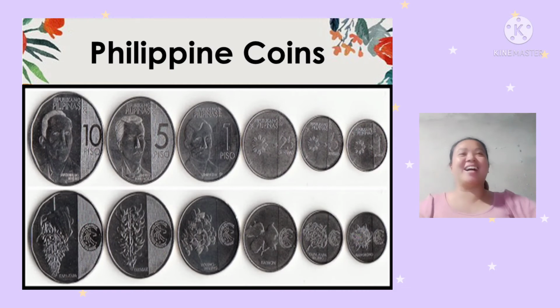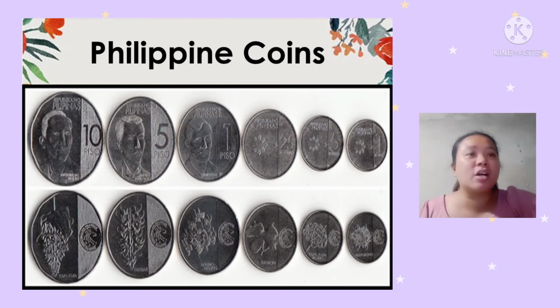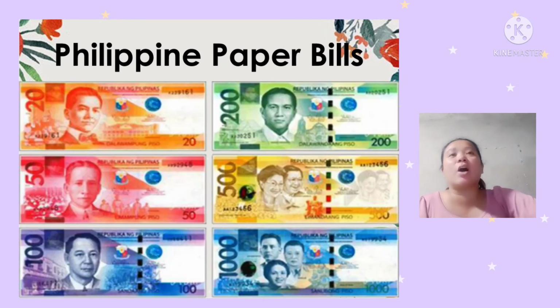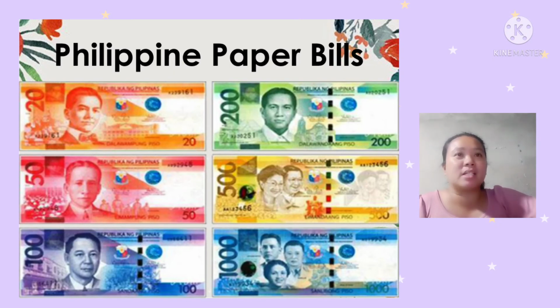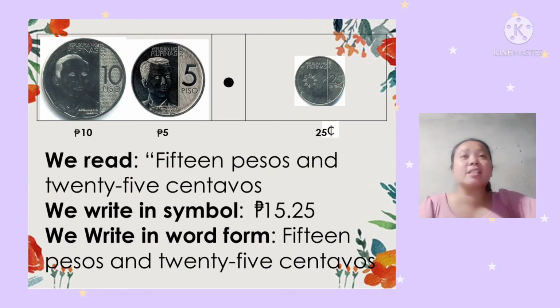Money, money, money. Okay? So we have here the Philippine coins, 10 pesos, 5 pesos, say it with me, 1 peso, 25 centavos, 5 centavos, 1 centavo. Okay? So we have here, these are our Philippine coins. And then, here is our paper bills. Philippine paper bills. We have 20 pesos, 50 pesos, 100 pesos, 200 pesos, 500 pesos, and 1,000 pesos.